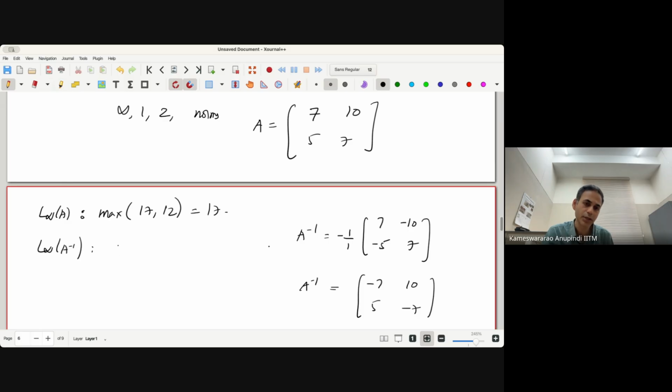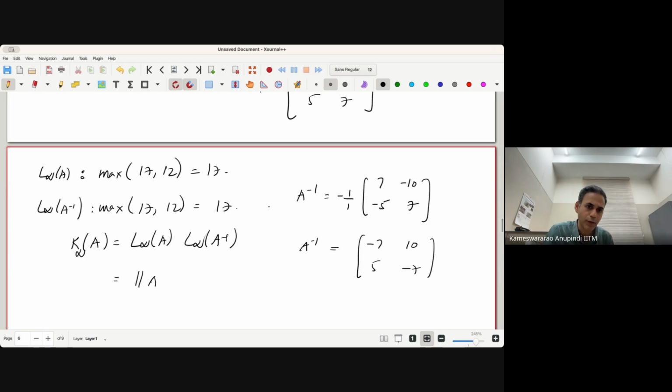Right, that is the condition, that is the L infinity norm for the A inverse matrix. That's going to be the maximum of, again, 10 plus 7, 17, and then this is going to be 12, this is again 17. That means my condition number based on infinity norm for the matrix A is going to be L infinity of A times L infinity of A inverse, or this can also be written as norm of A in infinity times norm of A inverse in infinity. That is nothing but 17 times 17, that's going to be 289.